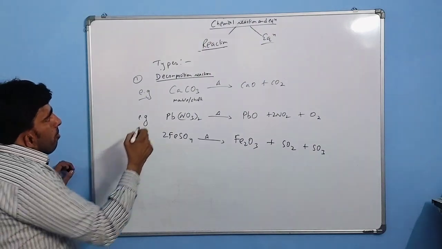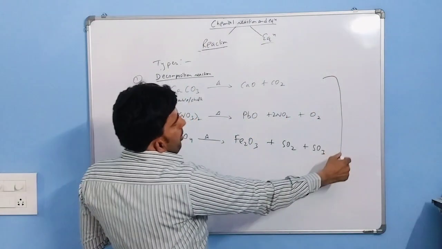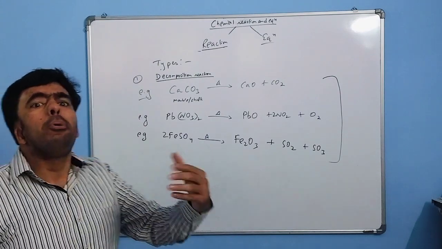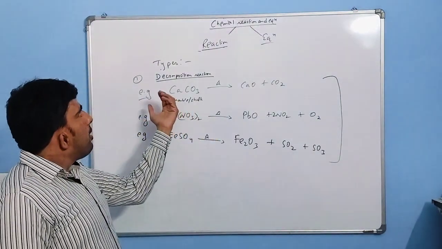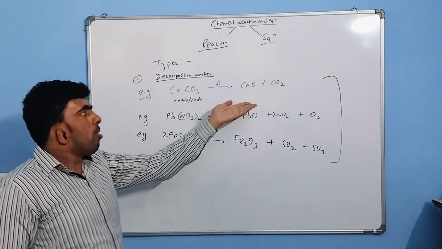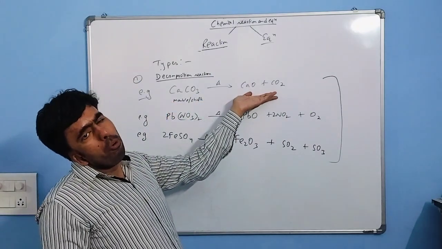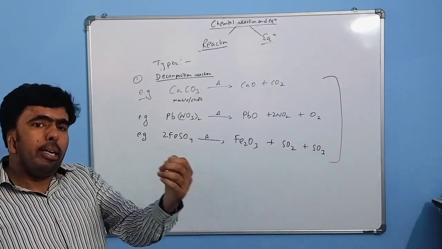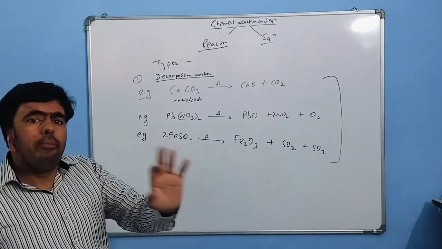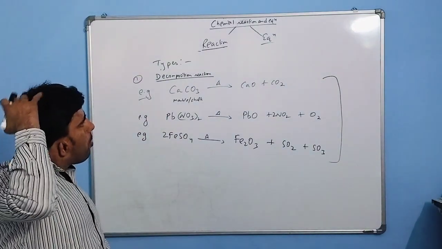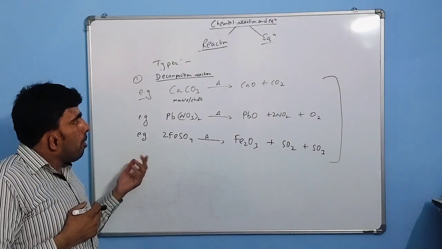So from these 3 examples, we are able to find the basic difference between a combination reaction and a decomposition reaction. In decomposition, we heat only one reactant and get 2 or more products. But in combination reaction, I combine 2 or more reactants and get only a single product. So that is the basic difference.